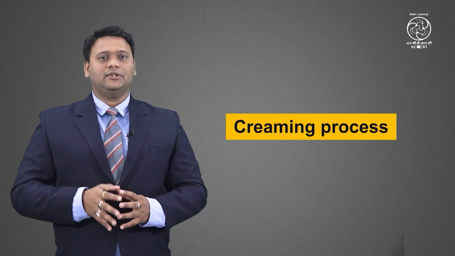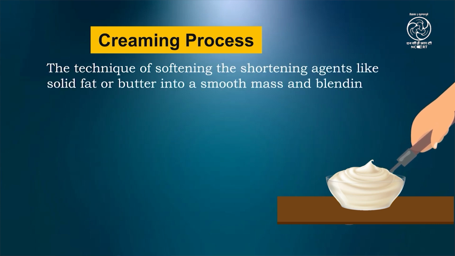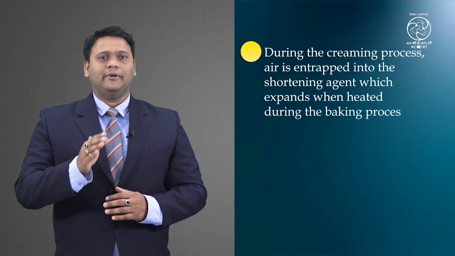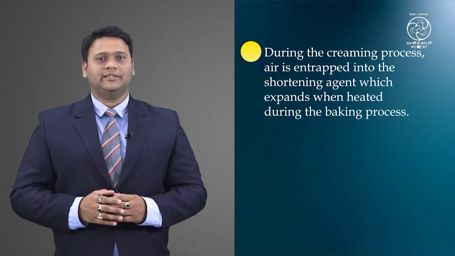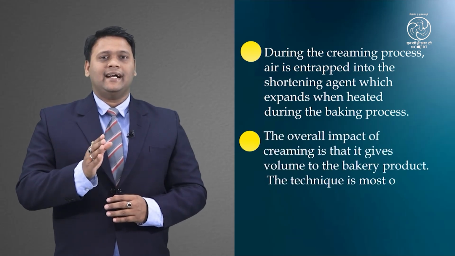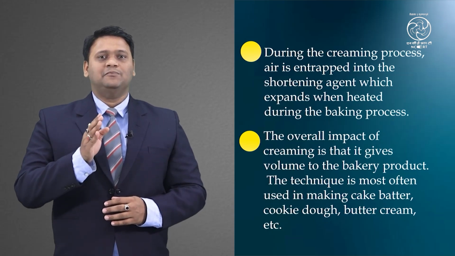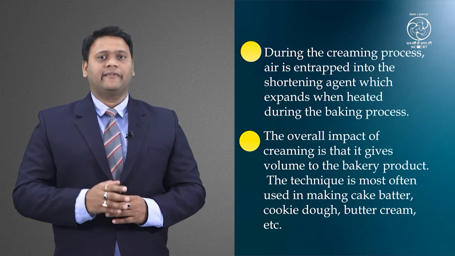Next is creaming process. The technique of softening the shortening agents like solid fat or butter into a smooth mass and blending them with other ingredients like sugar, flour, etc. is called creaming. During the creaming process, air is entrapped into the shortening agent, which expands when heated during the baking process. The overall impact of creaming is that it gives volume to the bakery product. The technique is most often used in making cake batter, cookie dough, buttercream, etc.